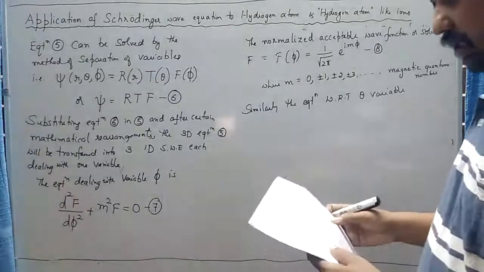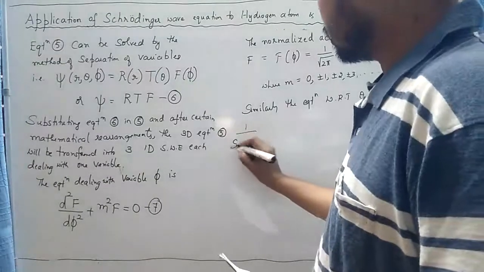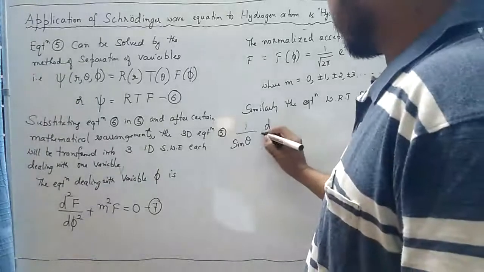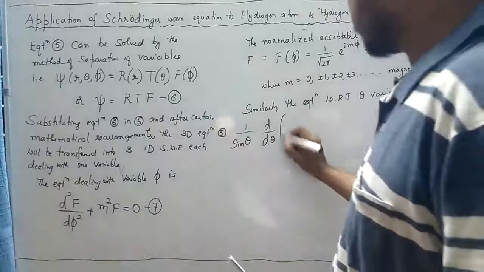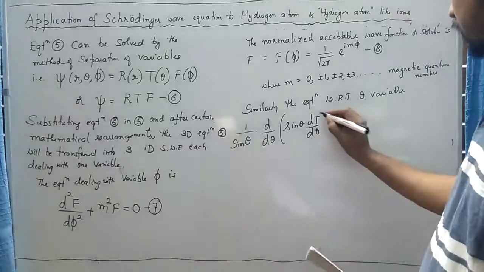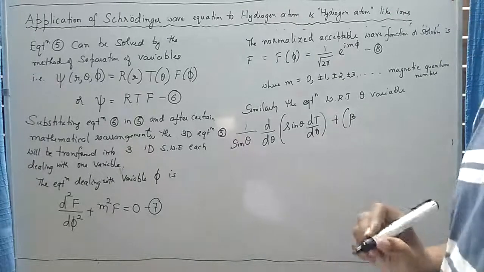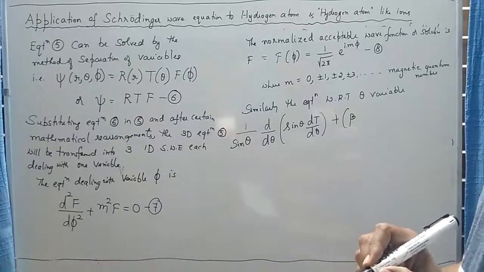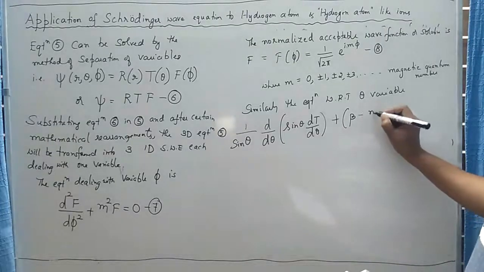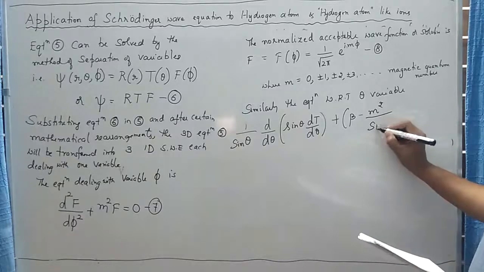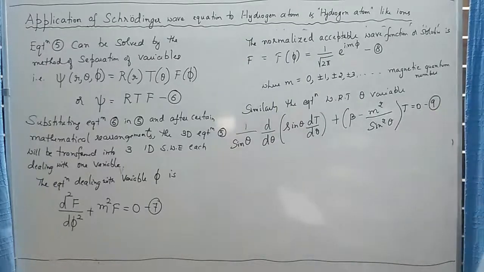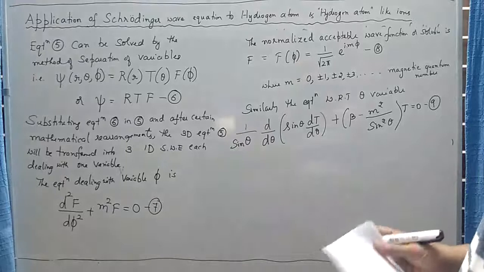So the equation that deals with variable theta, this is the final equation I have written after doing a lot of mathematical work. So 1 by sine theta into d by d theta into sine theta into dT by d theta plus beta, what is beta we had learnt earlier when we discussed the rigid rotator. A similar type of definition is applicable here. Beta minus m square divided by sine square theta into T is equal to 0. So this is the one-dimensional differential equation, a Schrodinger wave equation dealing with variable theta.